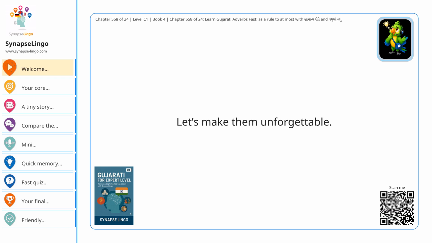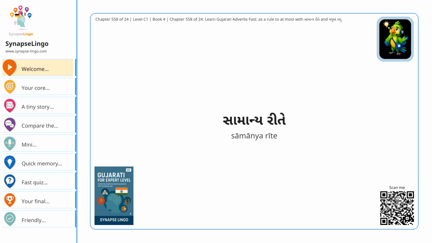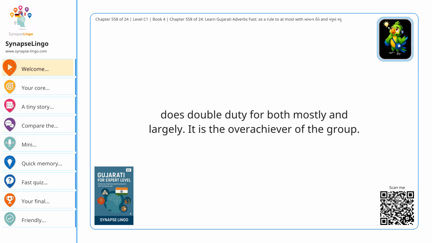Let's make them unforgettable. Today you will learn how to say as a rule, mostly, predominantly, largely, in many cases, in the majority of cases, exceptionally, and at most in Gujarati. Your key phrases are સામાન્ય રીતે, મોટા ભાગે, મુખ્યત્વે, ઘણા કેસોમાં, મોટાભાગના કેસોમાં, અપવાદ રૂપે, and વધુમાં વધુ. Yes, મોટા ભાગે does double duty for both mostly and largely. It is the overachiever of the group.